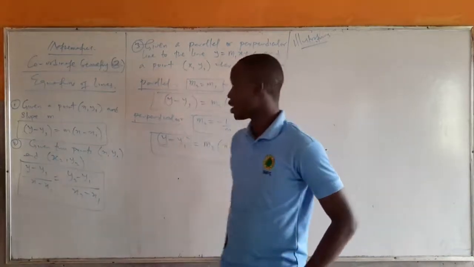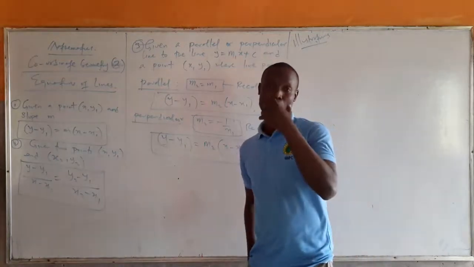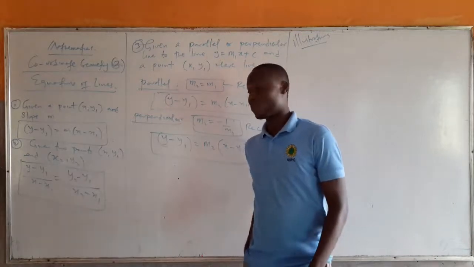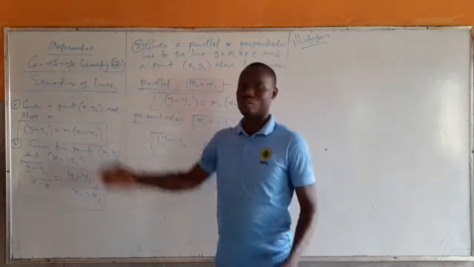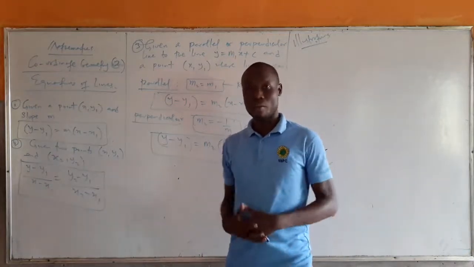So today we'll continue with our study of coordinate geometry. Of course, we have done a video before now on coordinate geometry where we talked about the midpoints, distance between points, and we also talked about the slope of the line. But today we are going to focus on equations of line. How do we get the equations of line when we are given different parameters?